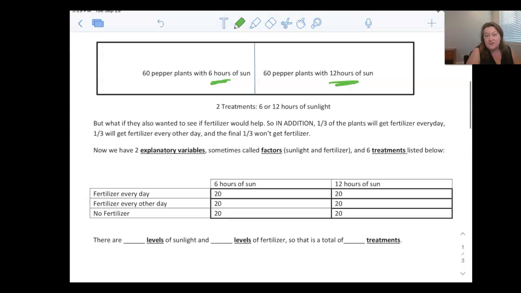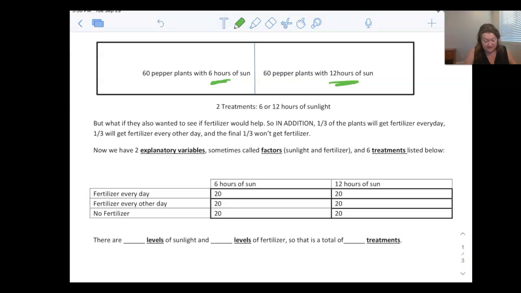But what if we also wanted to see if fertilizer could help as well? So in addition, we're not going to give up the sunlight. We still want to do the 6 and 12 hours of sunlight. So now we want to do 3 different fertilizer types. So 1/3 of the plants are going to get fertilizer every day. The next third are going to get it every other day. And then the final third won't get fertilizer at all.